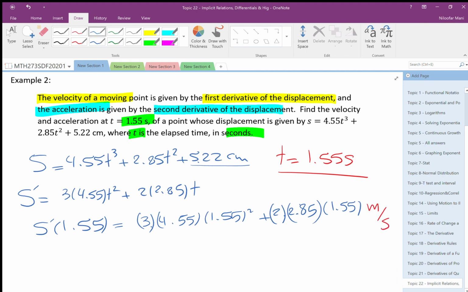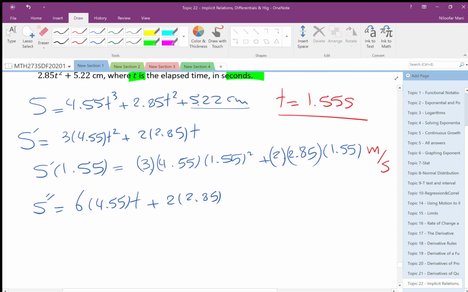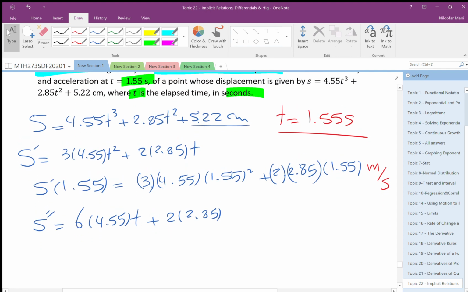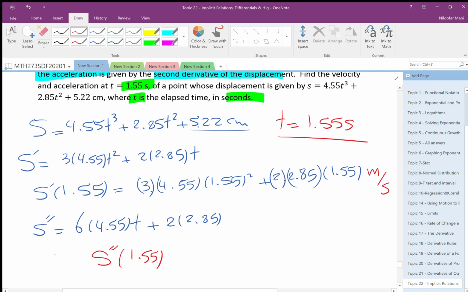Okay, how about acceleration? Acceleration is S double prime. S double prime is 6 times 4.55, t plus 2 times 2.85. Okay, good. So you have that, and then you just have to substitute. So 1.55 is the answer for acceleration, and the unit is meter per second squared.